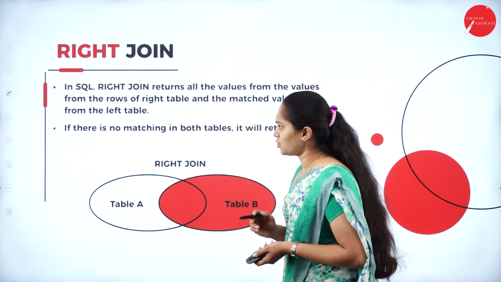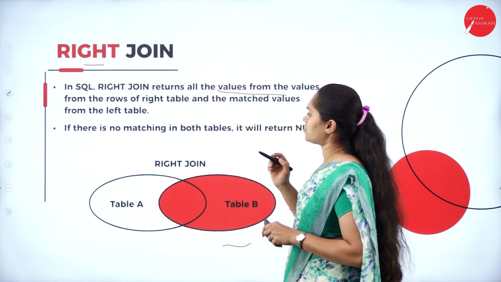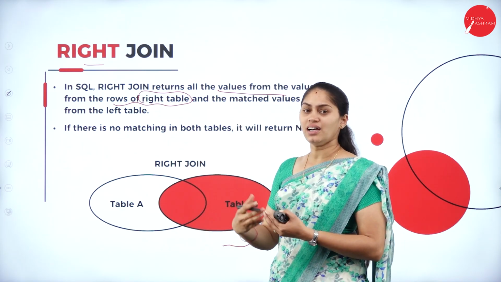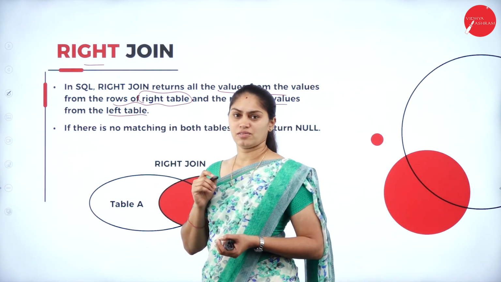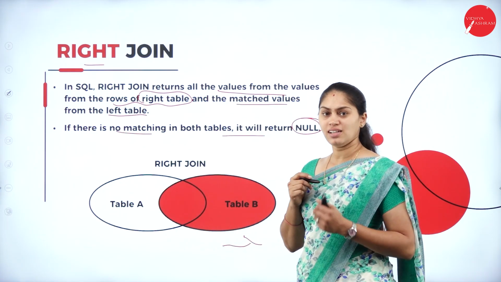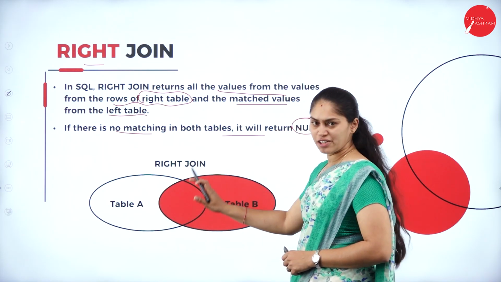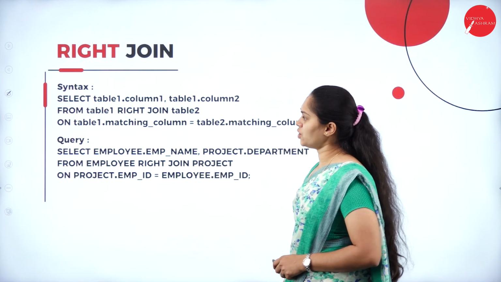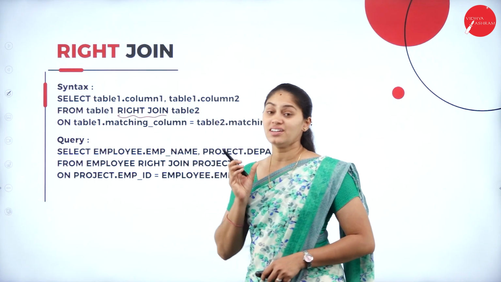Then which is opposite to this one, that is right join. So it will return all the values from the rows of the right table, but whatever matching we have in the left table, or table 1, will be written here for the right join. If there is no matching, again same, it will also return null. For right join, we have a table A and table B. It will return all the content from the right table and only the matching values from the left table. So what will be the syntax? Same as the previous one, and here we are going to use the keyword right join.